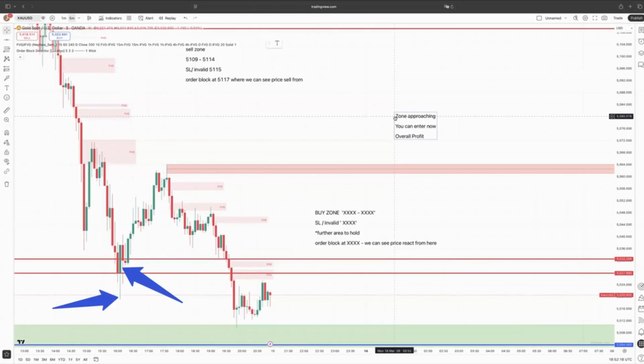When it comes to the zone we are entering, on certain occasions, we may say you can enter now. If we don't say it, it does not mean you cannot enter. Let me make that clear. On certain occasions, we may say you can enter now. If we don't say it, it does not mean that you cannot enter.